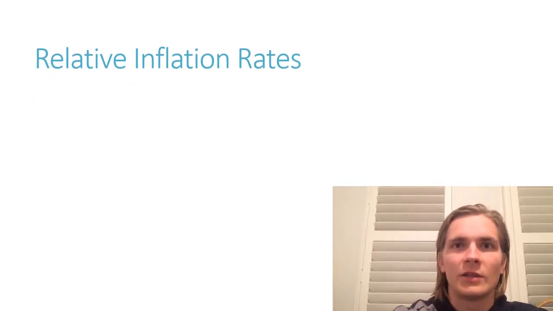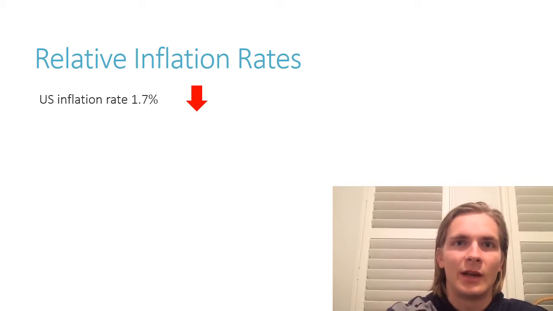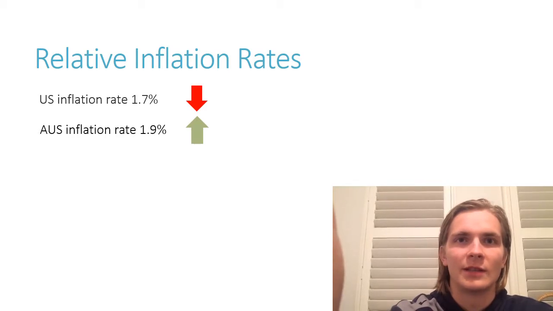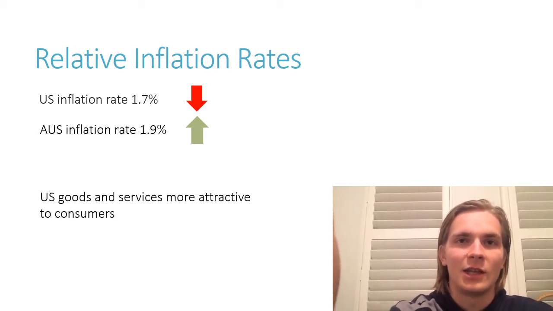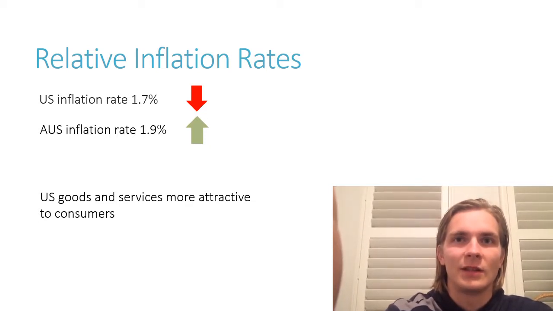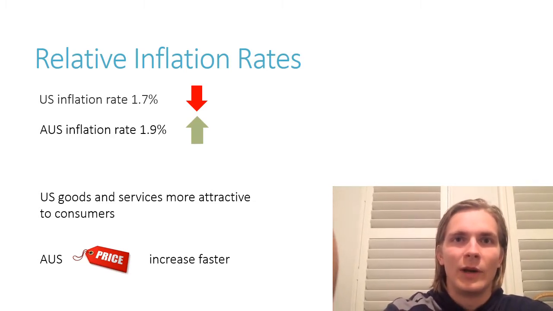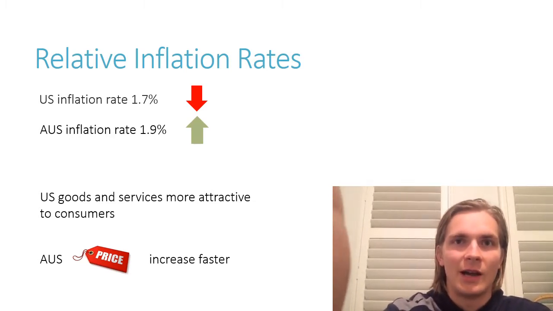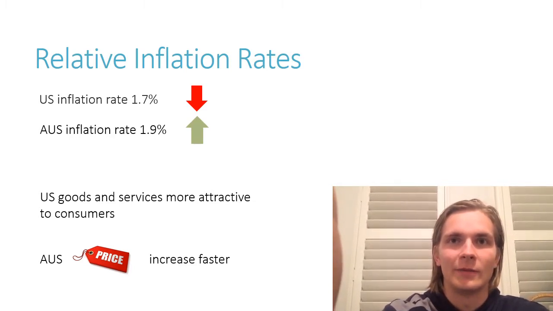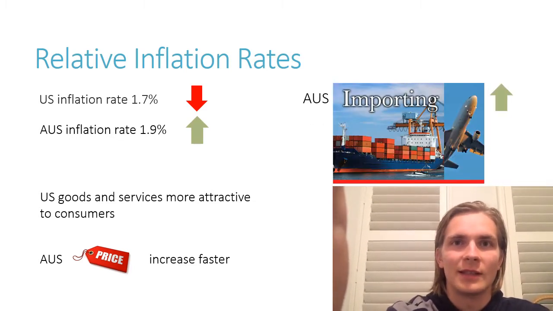America's inflation rate is at 1.7%, which is comparatively lower than Australia's inflation rate at 1.9%, so overseas importers will find American goods and services more attractive, as they are cheaper in nature. A higher inflation rate in Australia means that Australian goods increase in price at a faster pace than those of America. One repercussion of Australia having a higher inflation rate is that Aussie goods will become less price competitive, meaning Australians will search overseas for goods and services as they are cheaper.